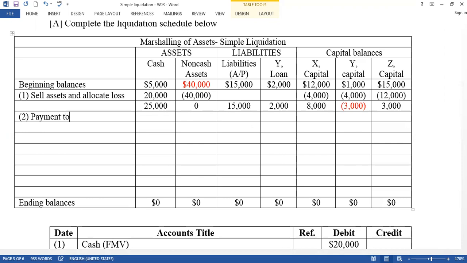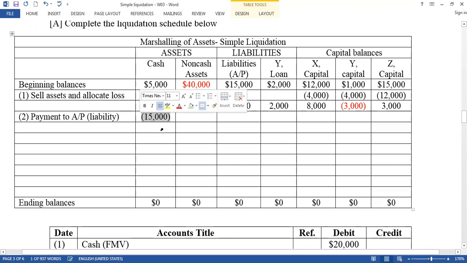payment to accounts payable means liabilities. So we are going to pay our creditors, right? So how much money we are going to pay? Because we have the ability to pay the full money. So $15,000 is going to pay. And our liability decrease also $15,000, right?